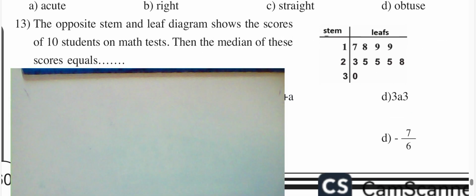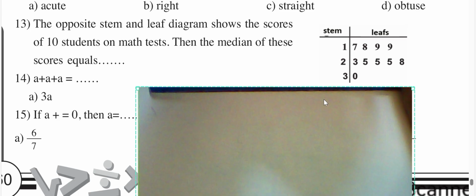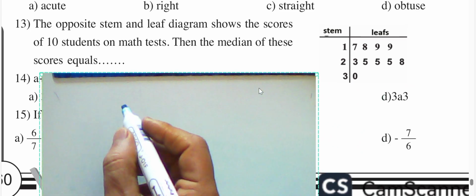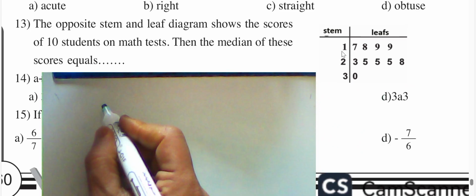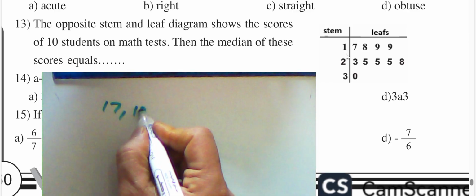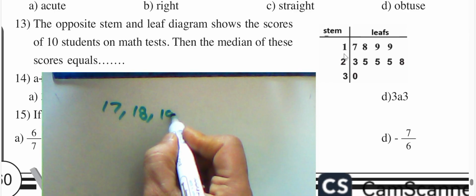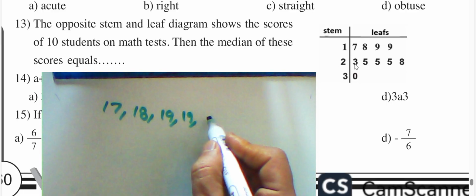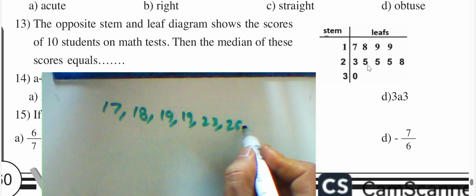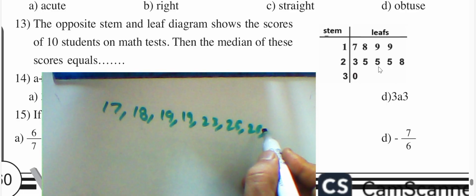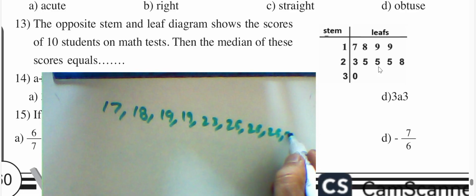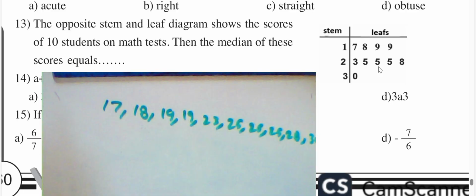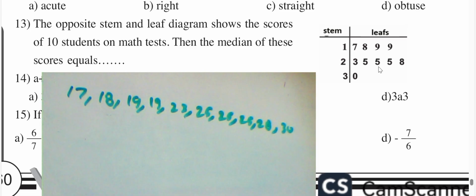Next question. The opposite stem-and-leaf diagram shows the scores of 10 students on a math test. Then what will the median be? We want to find the median, so first we arrange the numbers. Look here: the first number is 17, the second 18, the third 19, and also 19, then 23, 25, 25, 25, 28 and 30. Look at the numbers here.